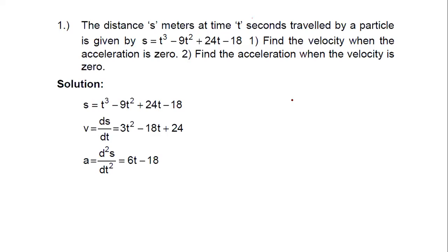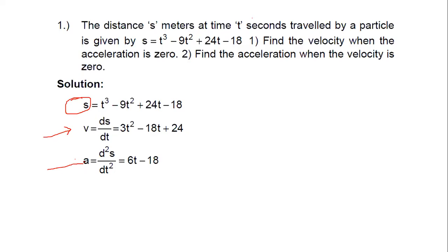See the next problem. The distance s meters at time t seconds traveled by a particle is given by s equal to t cube minus 9t square plus 24t minus 18. Find the velocity when the acceleration is 0. Find the acceleration when the velocity is 0. So first we have to find the velocity and the acceleration. It is the distance formula s. Then find the velocity, that means differentiate one time. We get 3t square minus 18t plus 24.